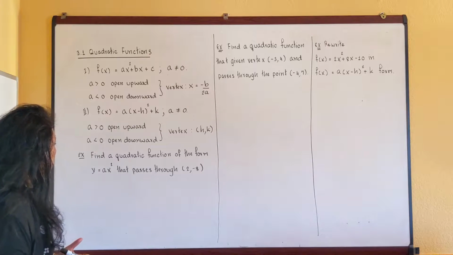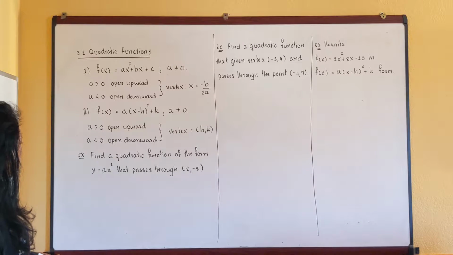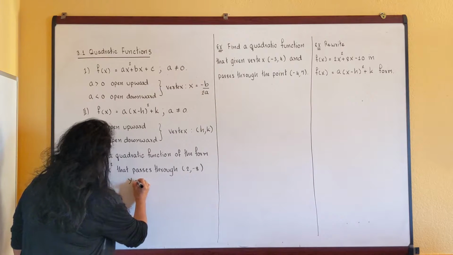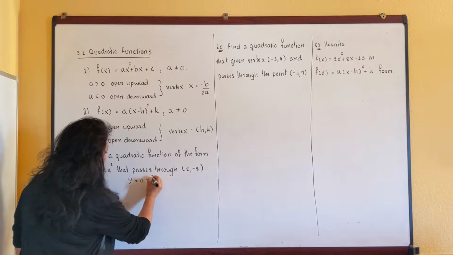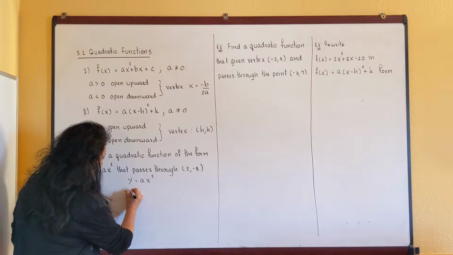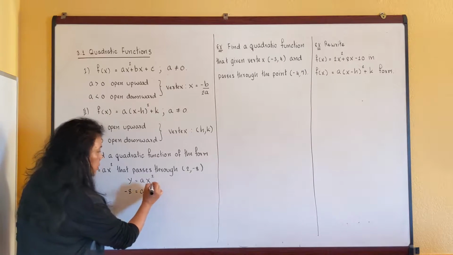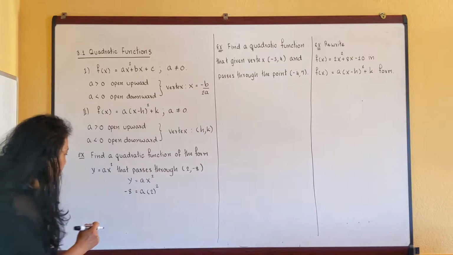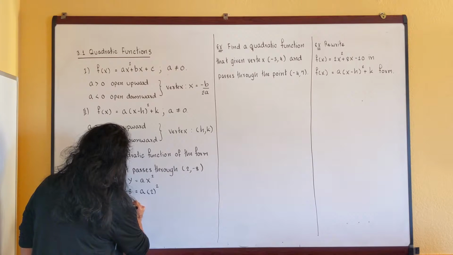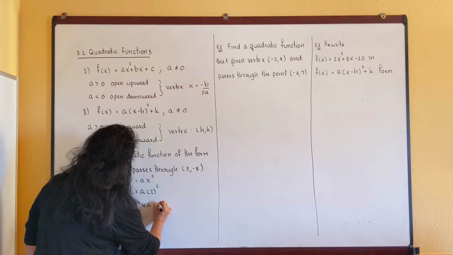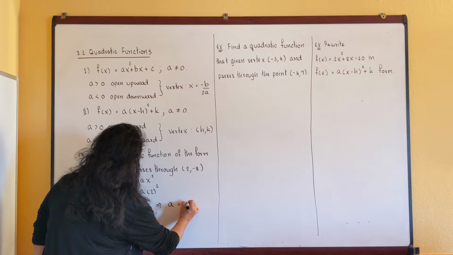Find the quadratic function of the form y equal to ax squared that passes through the point (2, negative 8). So I'm going to use this point. So I have y equal to ax squared. Now when y is negative 8 and x is 2, I'm just going to substitute x and y in the equation. Then I'm going to have negative 8 is equal to 4a, which implies a is equal to negative 2.